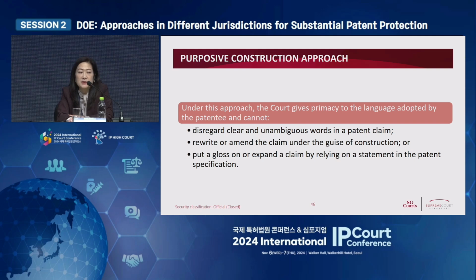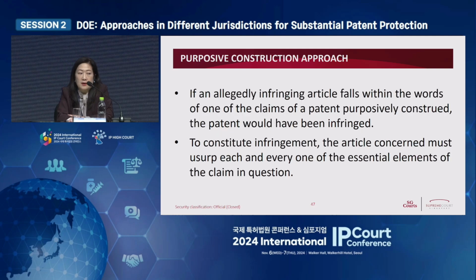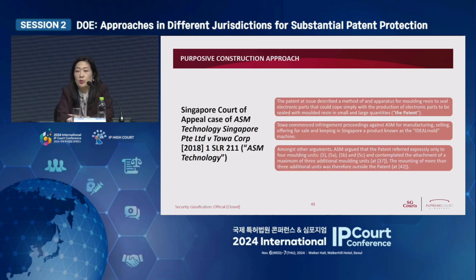Basically the court gives primacy to the language adopted by the person who drafted the claim. It's really a claim construction approach. So one example is this case where the patent really talked about resin molding, and the patent itself referred to the unit as 5 and then other units as 5A, 5B, 5C. When the defendant was sued, the defendant said that this claim is really about 3 other units, and in total there must be 4 units.